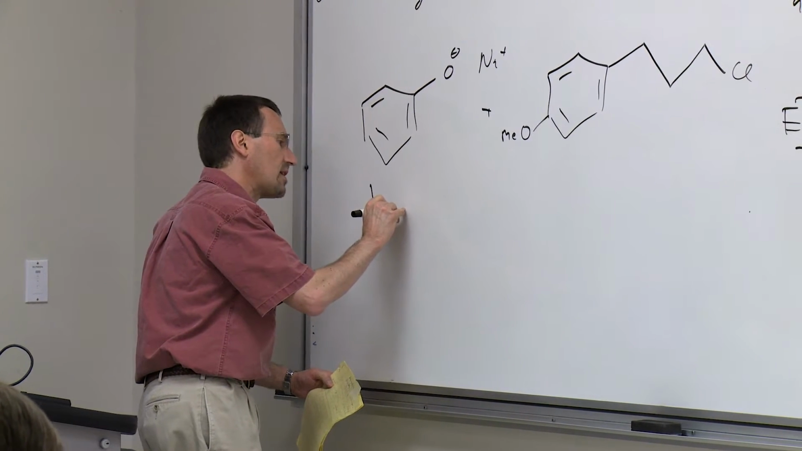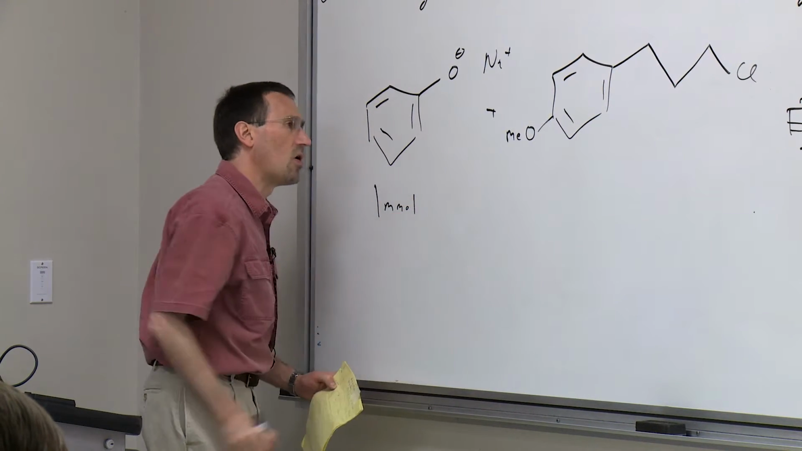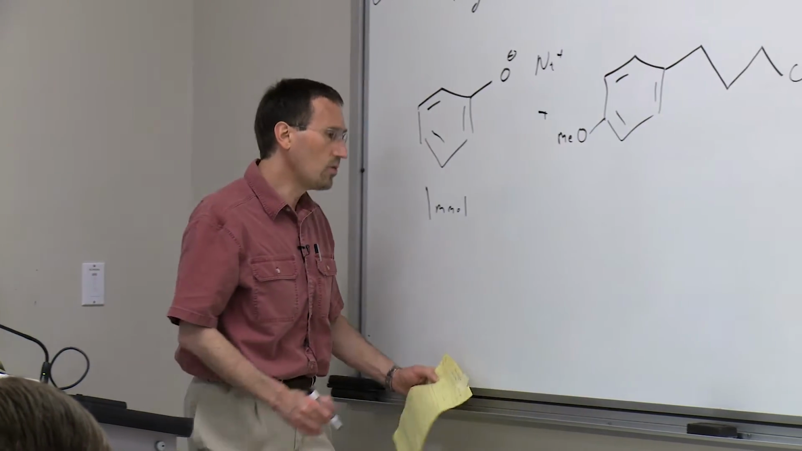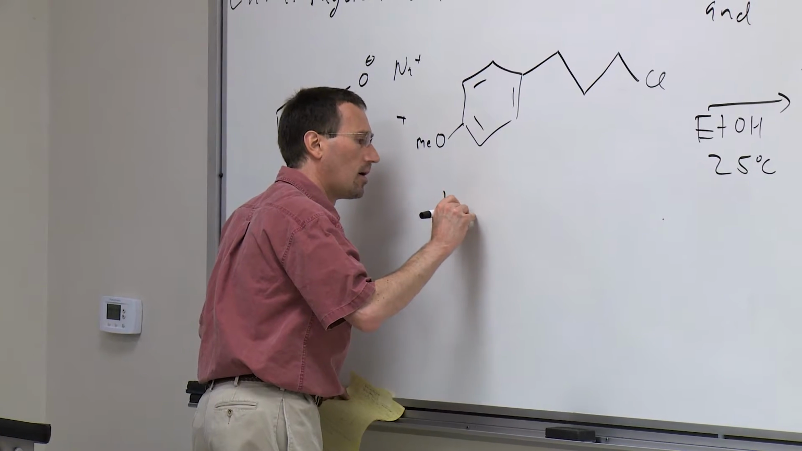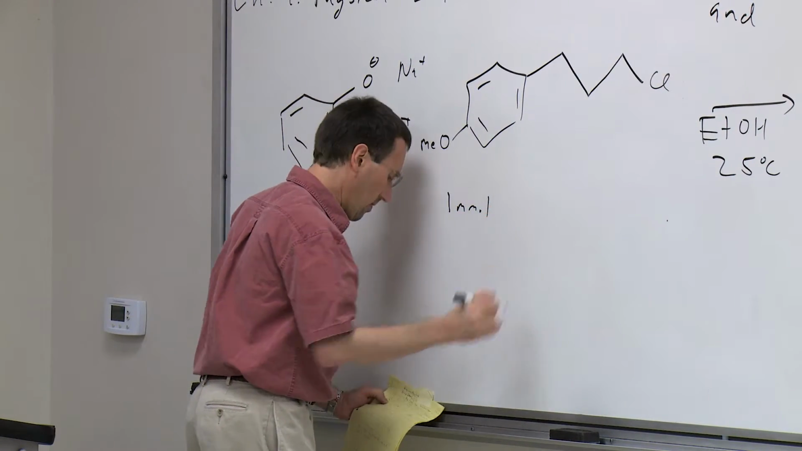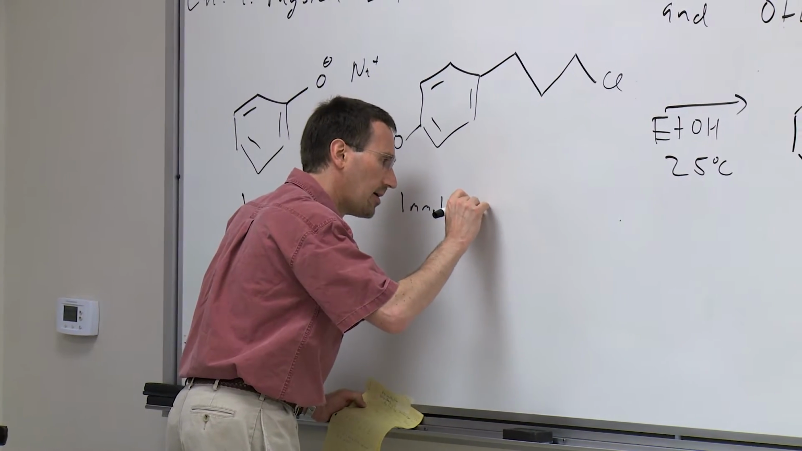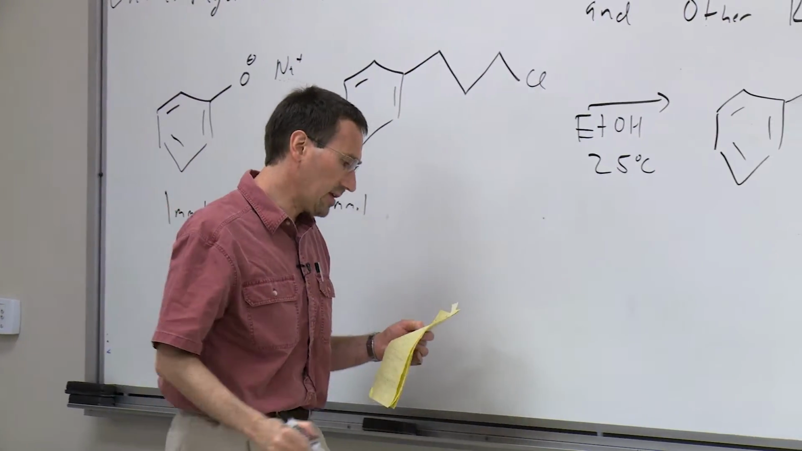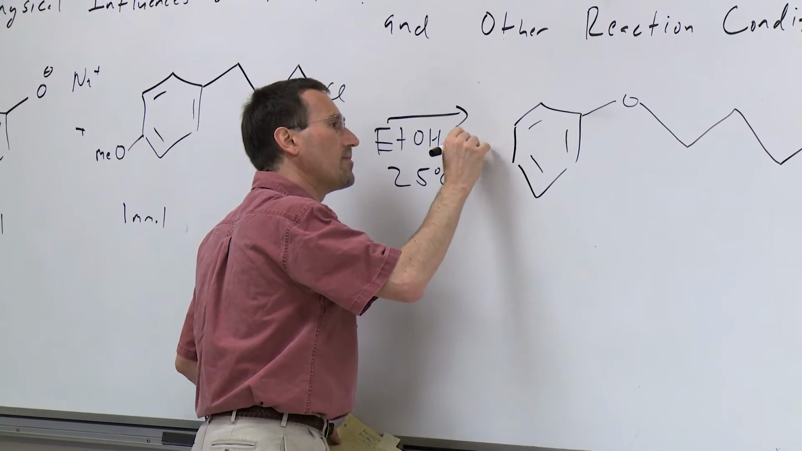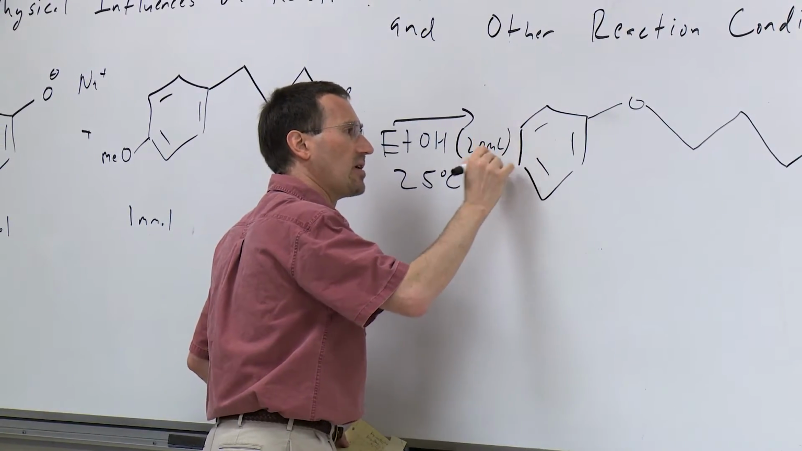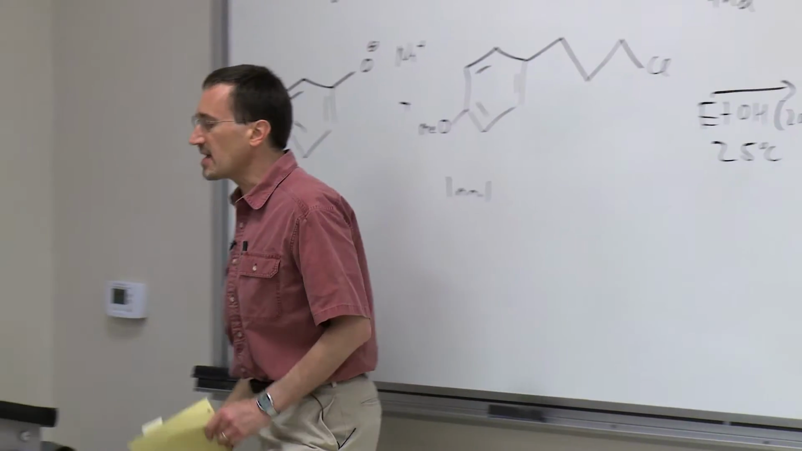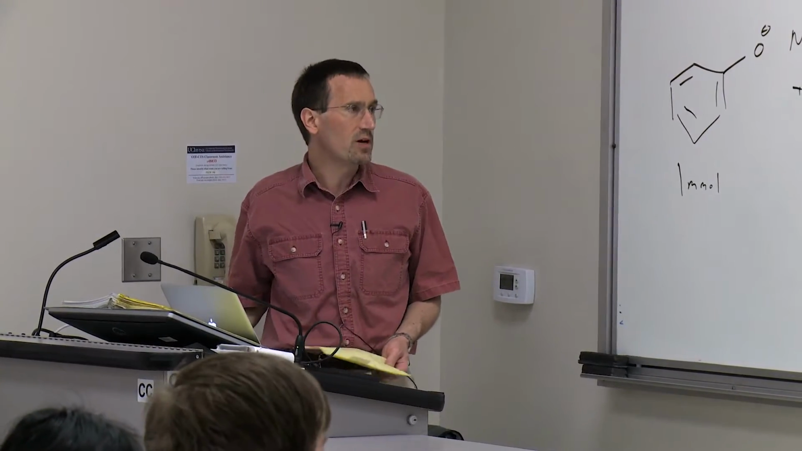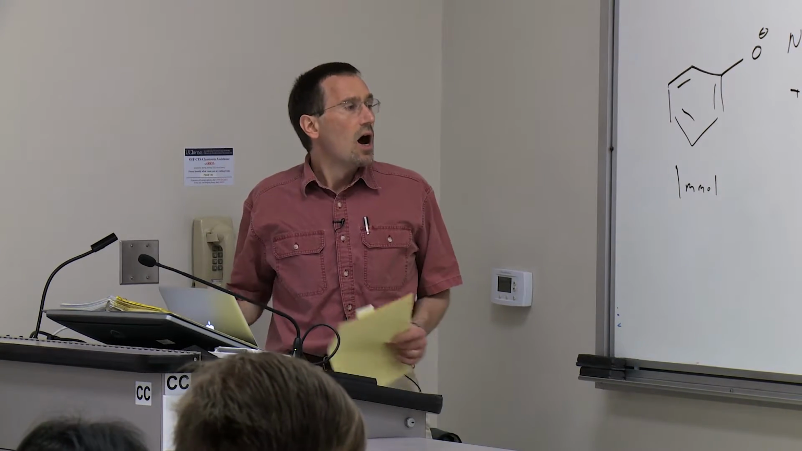So let's say I'm running this reaction with 1 millimole of sodium phenolate and 1 millimole of my alkyl chloride, and let's just say I'm running this reaction in 20 mL of ethanol. 20 mL is a nice reaction volume. You can run it in a 25 mL or 50 mL round bottom flask. All right.